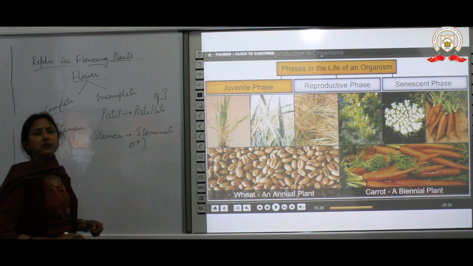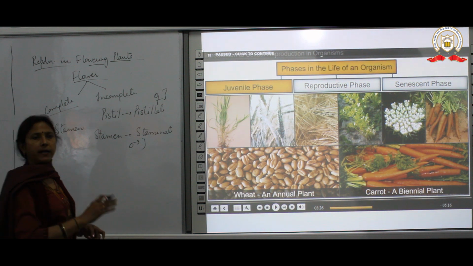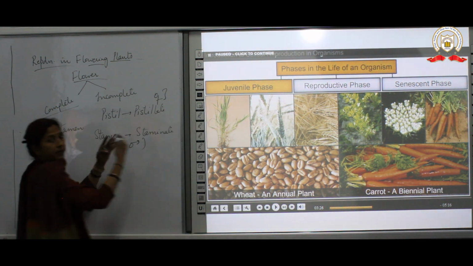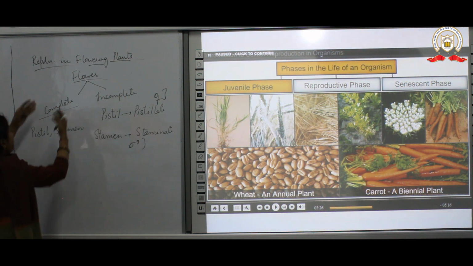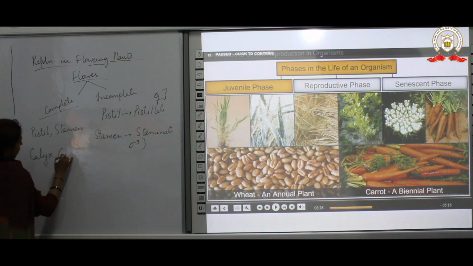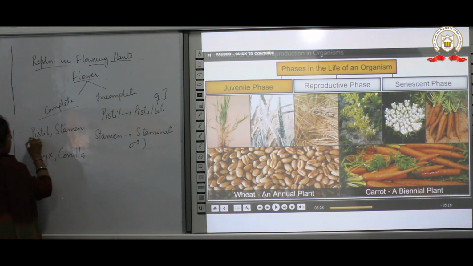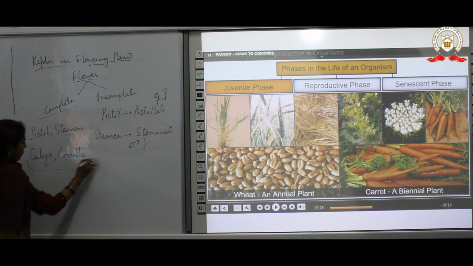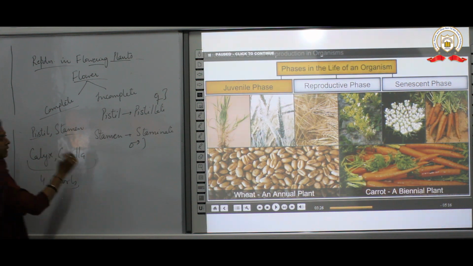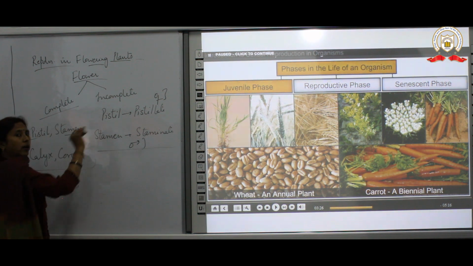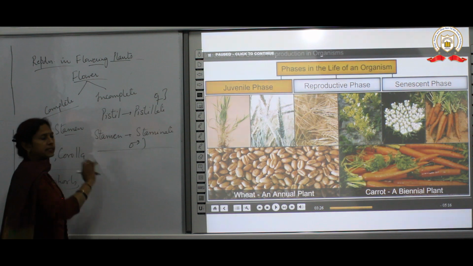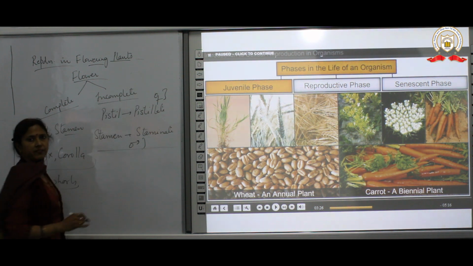That is why the terms unisexual, bisexual, monoecious and dioecious were used. These terms are repeated in the chapter. A complete flower has calyx, corolla, pistil and stamen. All 4 whorls are there, so it is complete. If it is not having all the 4 whorls, if it is missing one of them, then it is known as an incomplete flower.